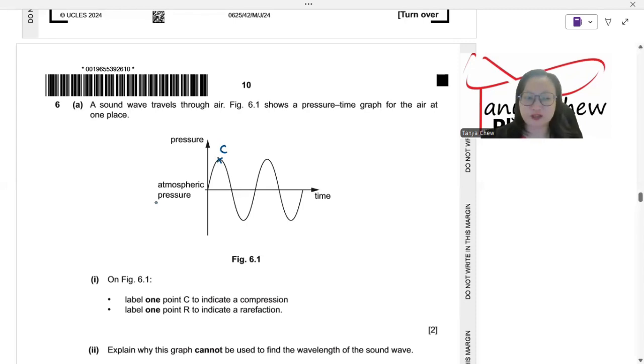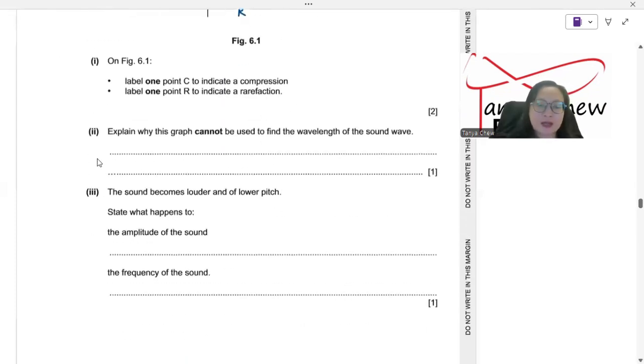What about rarefaction? Rarefaction means that all the particles are moving away from each other. At the center of rarefaction there are few air particles, so there's freedom. At the center of rarefaction, it has the least pressure, because I feel so relaxed, nothing to disturb me. So at the center of rarefaction, pressure is the lowest. So R is here, for rarefaction. Okay, now see the next one.